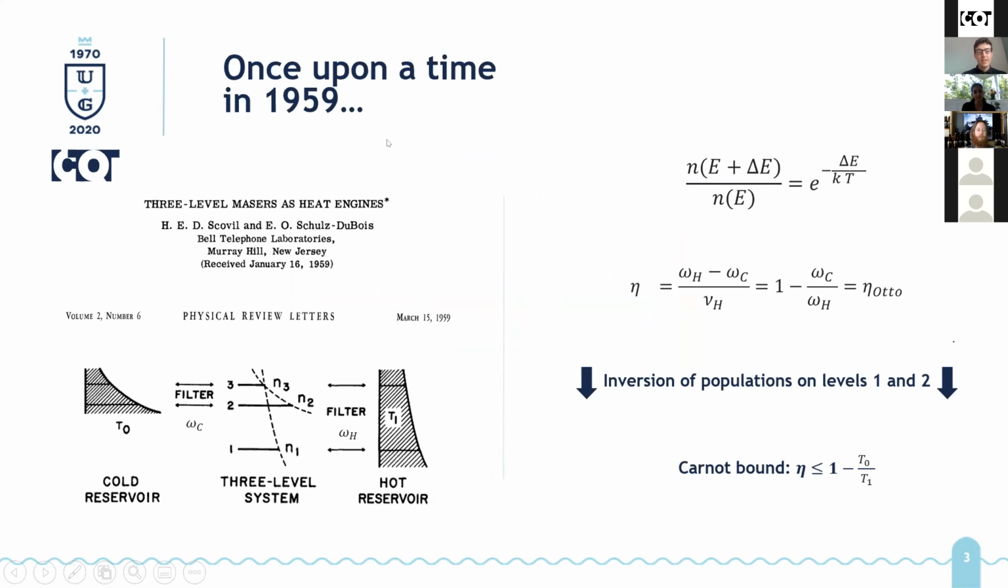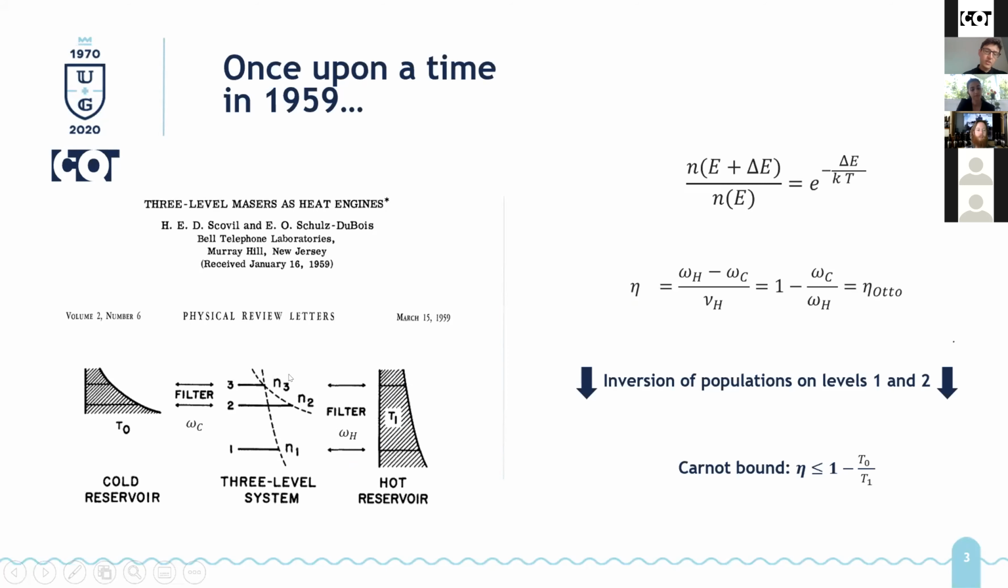In 1959, there was this paper of Scovil and Schulz-DuBois. They realized that, in fact, masers, so three-level systems, can operate based on coupling to thermal reservoirs. The idea here is that you have, again, thermal reservoirs of different temperatures. This one is higher and this one is lower. And the coupling between the working body, the three-level system, and the hot reservoir is adjusted to the energy gap between the first level and the third level.